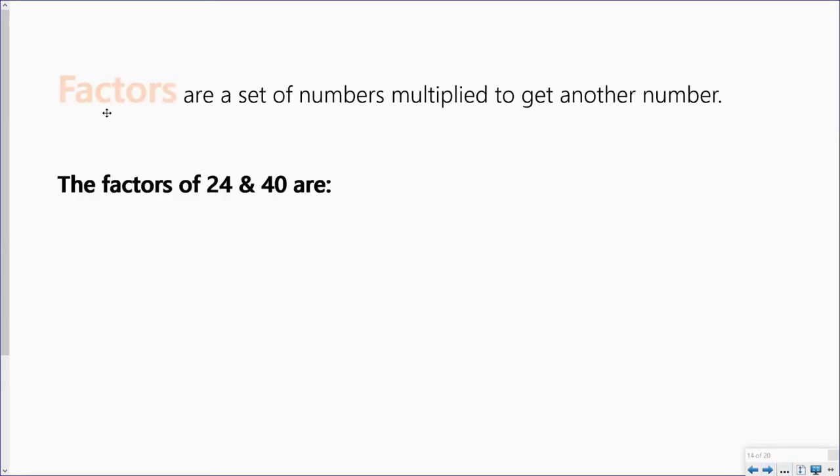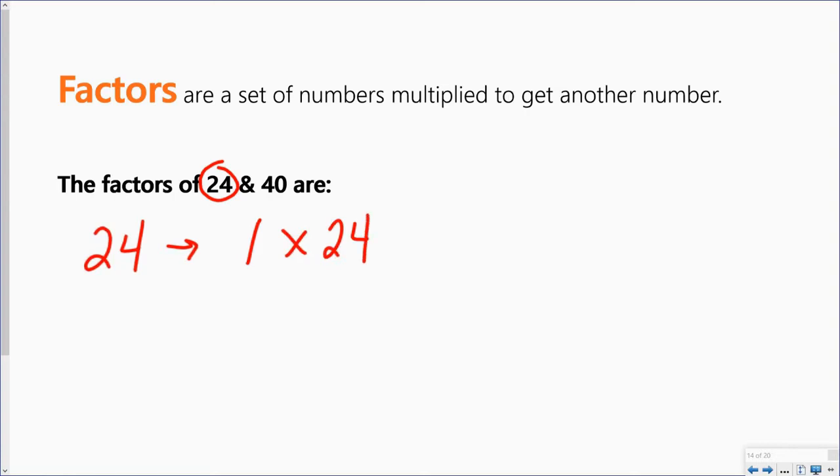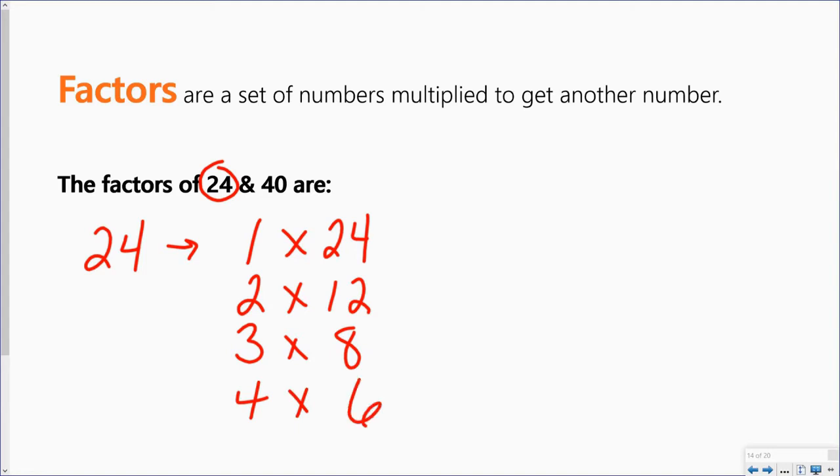So first, let's take a look at what factors are. Factors are a set of numbers multiplied to get another number. The first one we're going to look at here is 24. To get 24, I can take 1 multiplied by 24, 2 multiplied by 12, 3 multiplied by 8, and 4 multiplied by 6. So 1, 2, 3, 4, 6, 8, 12, and 24 are all factors of 24.